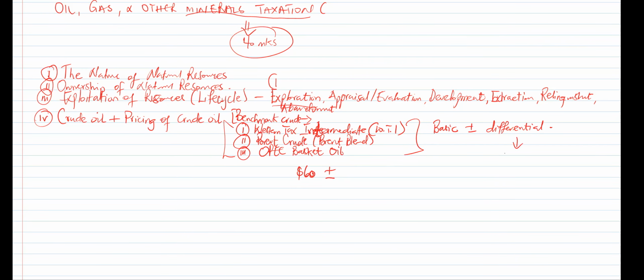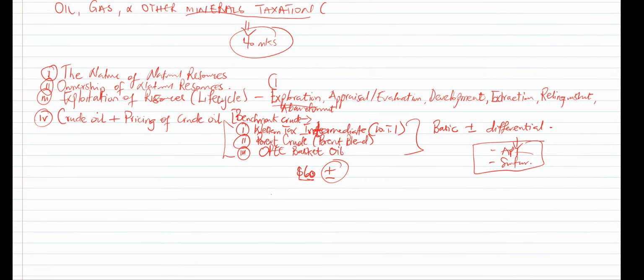And this differential mostly depends on the API gravity and the sulfur level. Based on this, the oil that I'm selling will make me adjust to above the 60 or below the 60. So if there's more sulfur, for instance, which means the oil is more toxic or more heavy, it should be priced higher, so I'll add. Do you get it?